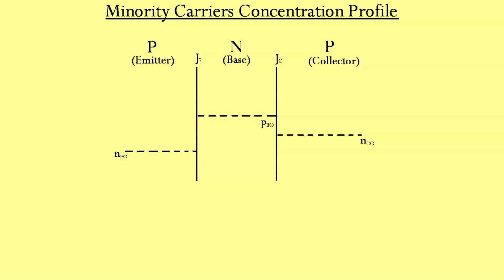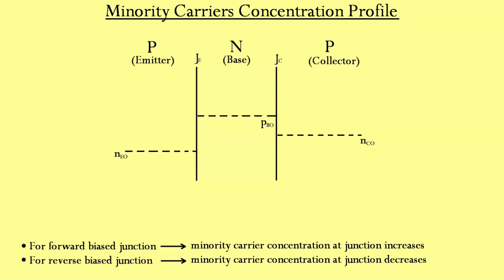We will first see the minority carrier concentration profiles for different BJT operating regions. The dashed line represents the equilibrium minority carrier concentration. You should know that for a forward bias junction, the minority carrier concentration at the junction increases, whereas for a reverse bias junction, the minority carrier concentration decreases.